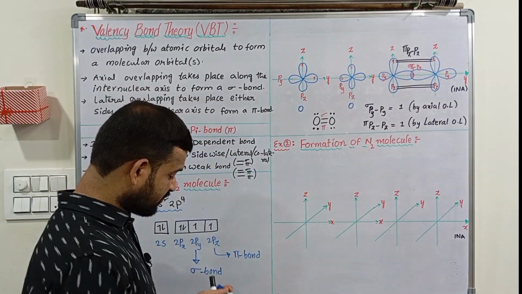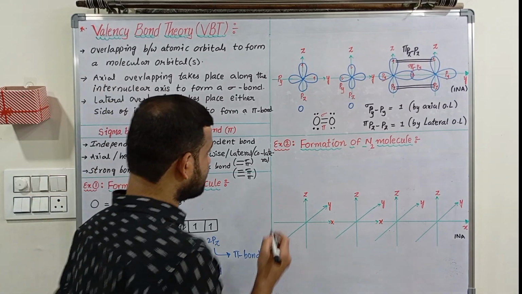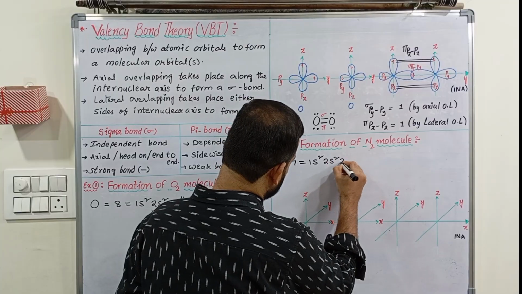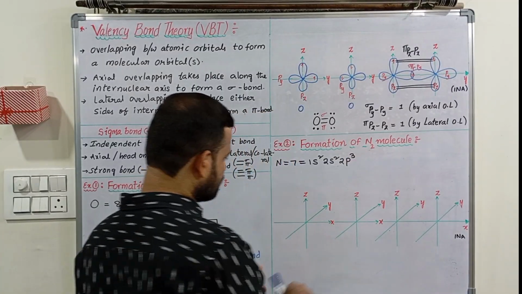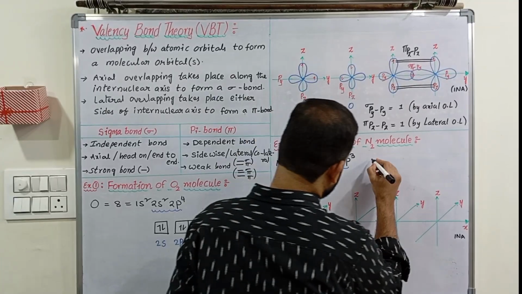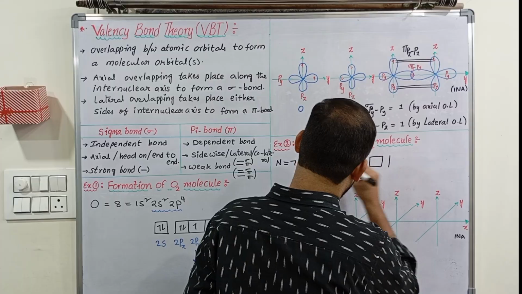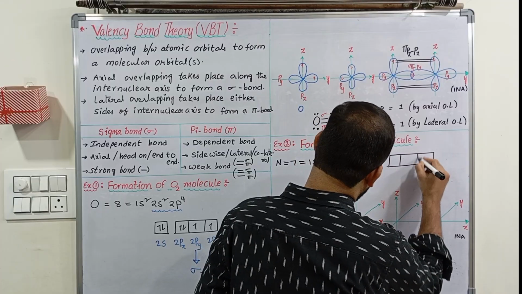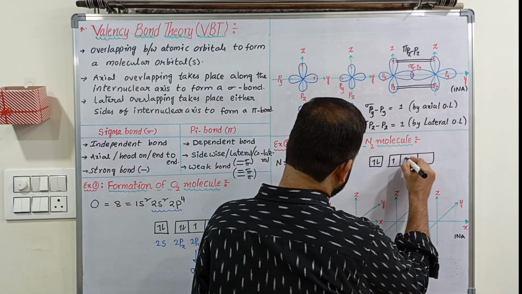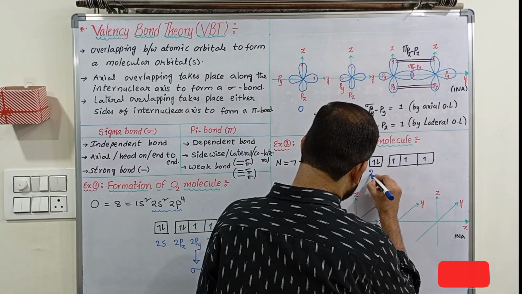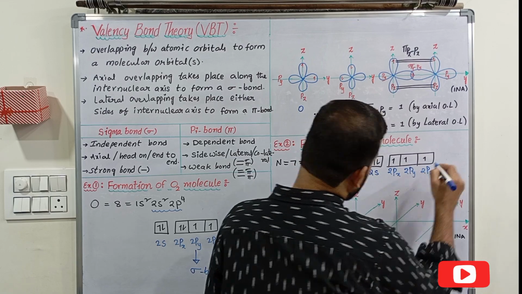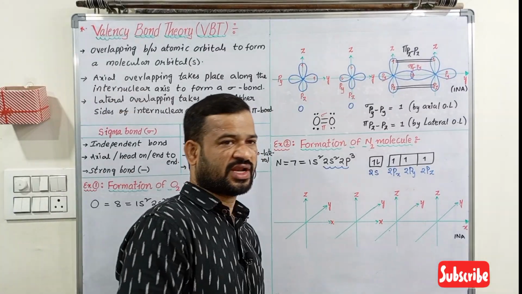So next, formation of N2 molecule. We know that the nitrogen atomic number is 7, electronic configuration 1s2, 2s2, 2p3. So in this, tell me, the s orbital contains 2 electrons and p contains 3 electrons. The 2 electrons are a lone pair. Next, the p subshell contains 3 electrons. So this is 2s, this is 2px, 2py and 2pz. So the 3 p orbitals contain unpaired electrons separately.